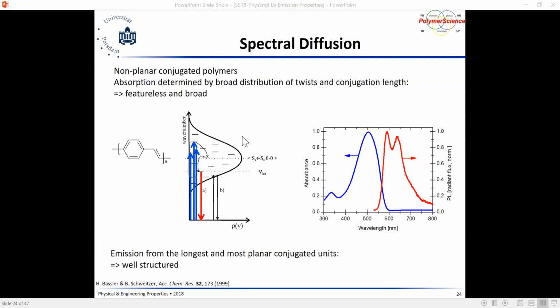So when we go from the ground state to the excited state, there's actually a big Stokes shift, or a large coordinate shift, which also results in a Stokes shift, but it also means that the absorption itself is very broad and featureless, so you cannot see the vibronic levels here. And then the emission is from the longest and the most planar conjugated unit. It ends up having more structure, but you also see that now we don't have a mirror image between absorption and emission at room temperature, and we also have a Stokes shift between them.